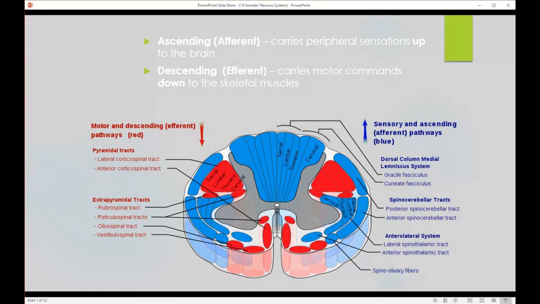And so we have what are called our column systems and our pyramids. So right here, this is our dorsal column region. We have our spinocerebellar tracts, and we have our anterolateral system right there. And then we have our pyramidal tracts right there in the red. These are going to be our motor descending pathways. And then we have our extrapyramidal tracts. Extra means outside of.